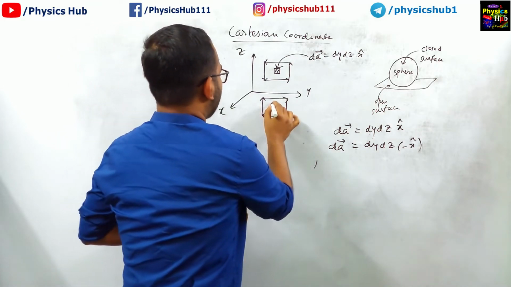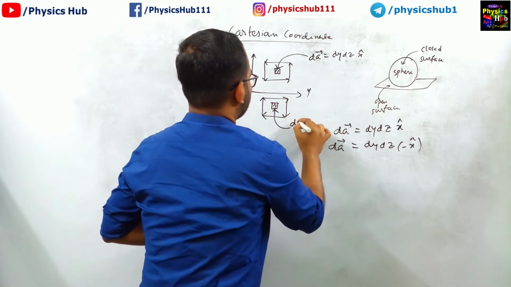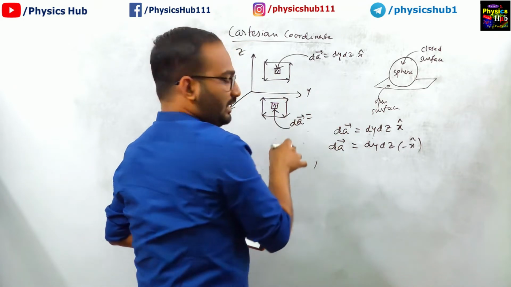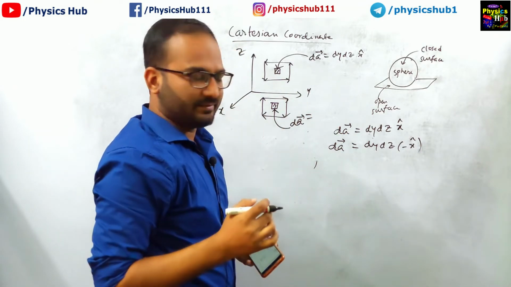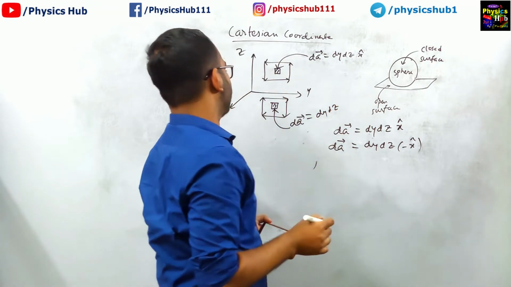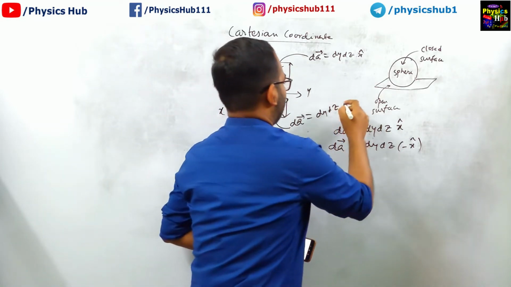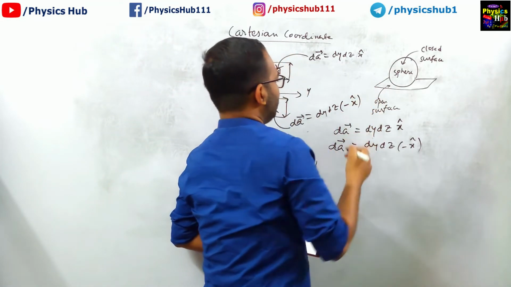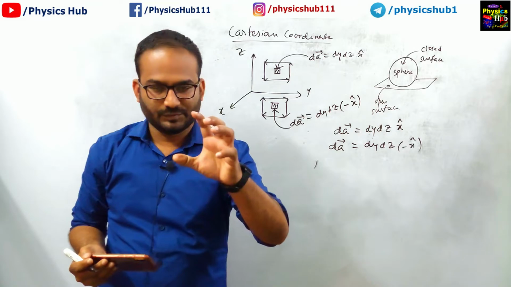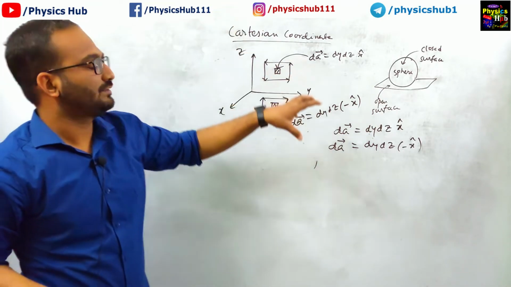So if you consider an infinitesimal area here, what are you going to write for this area element dA? Here also y and z are varying, dy dz. But what about the direction? If you consider this, it is going inward. So this is minus x cap. So in this way we define the area elements. I hope you have understood this interesting thing. So this is for the Cartesian coordinates.